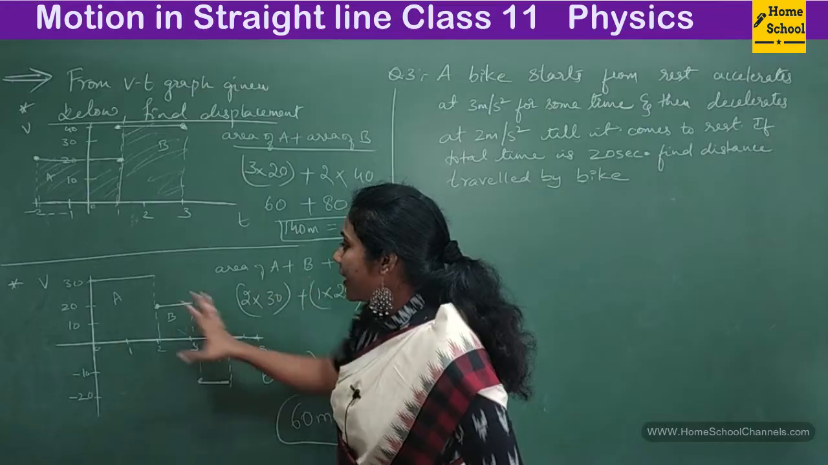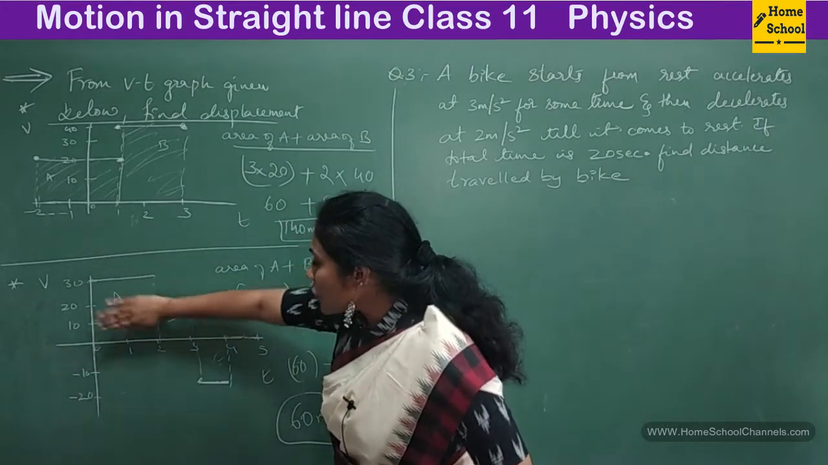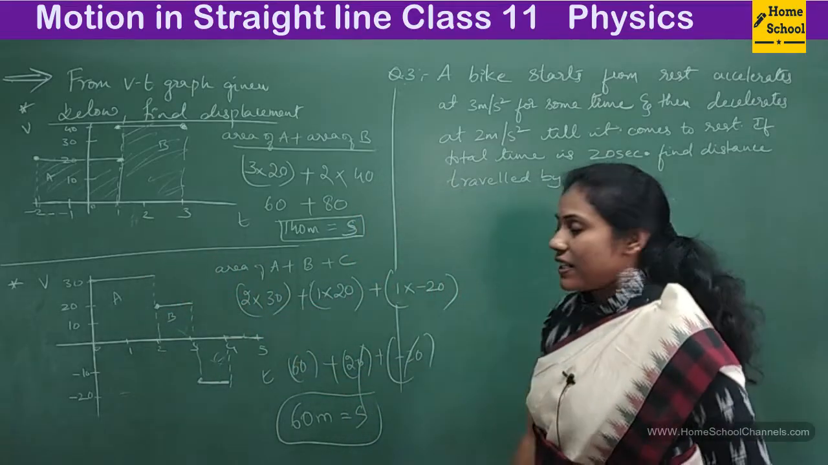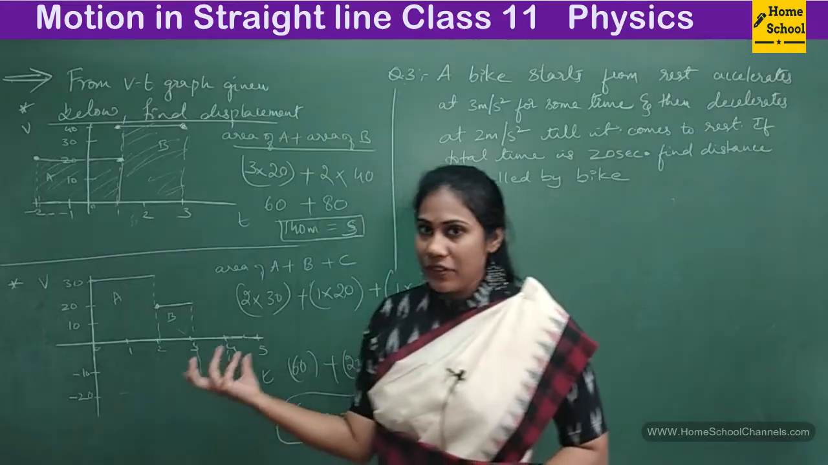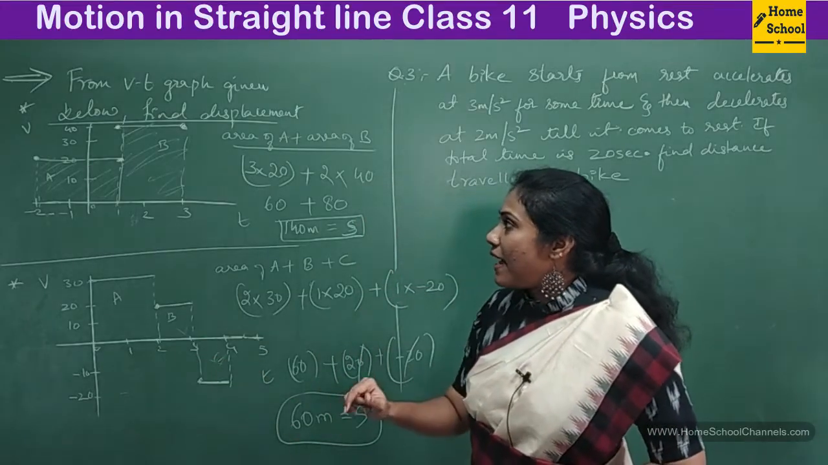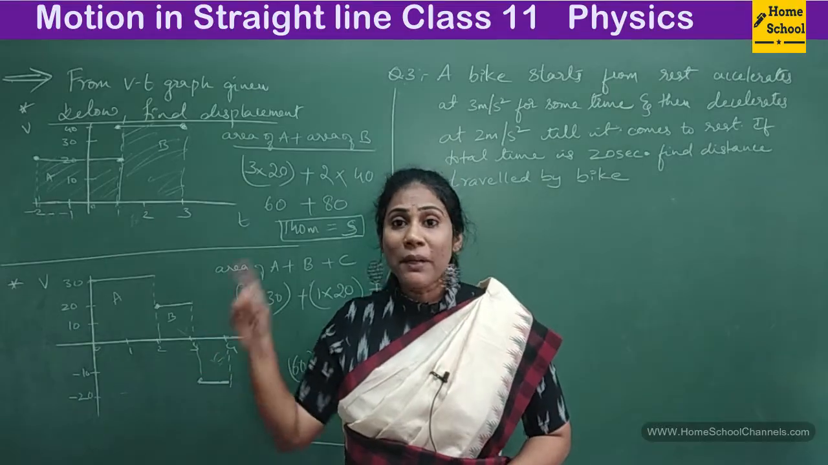So now what is the area? Area is only this much. So that much you can calculate and that is the answer for displacement. Okay, so you can analyze that just by looking at the graph, right? Fine. So this is how you can find out the displacement from a graph.